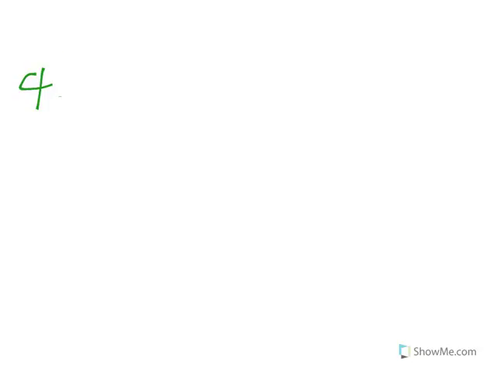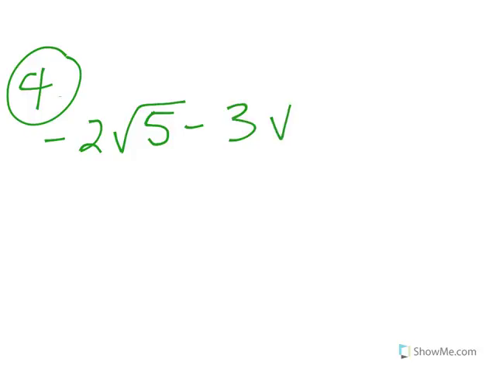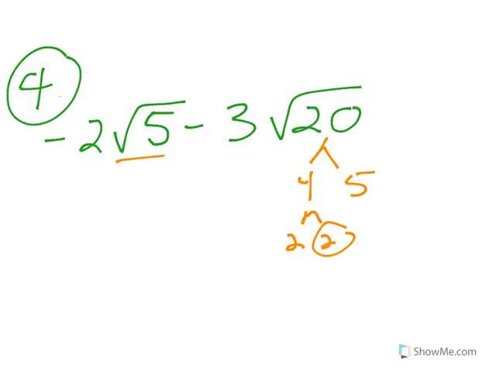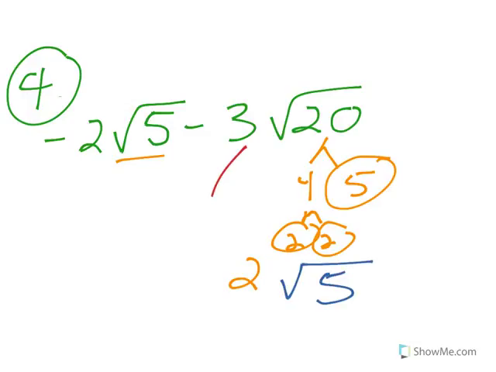Number 4, you have negative 2 square roots of 5 and 3 square roots of 20. Okay, you do not have the same radical, so you have to do a factor tree. So you have 4 and 5. Then you can factor 4 as 2 and 2. So you have a pair of 2's that you can bring on the outside. If you bring these on the outside, you're left with 5 on the inside, and you would just bring down this 3.